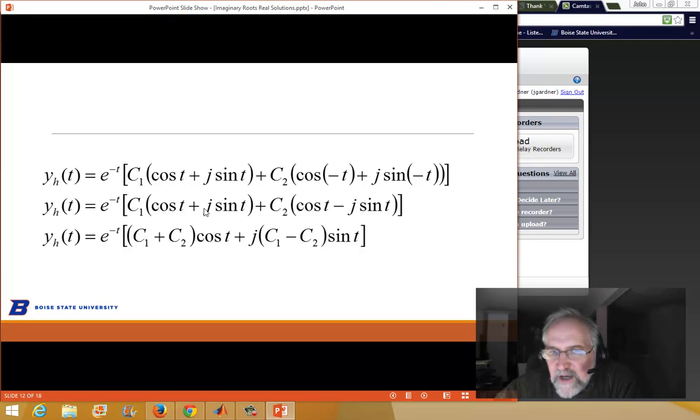We still have the j's, but now we can factor this along the lines of the trigonometric functions, and we have this kind of an expression: (c1 plus c2) times the cosine plus j(c1 minus c2) times the sine. So what I'm going to do is a substitution. Let's define two new constants, one being the sum of the original constants, and the other one being the difference times j. So I'm going to define c3, which will be the coefficient of the cosine term, and c4, which will be the coefficient of the sine term. So it includes the difference between these two and that j.